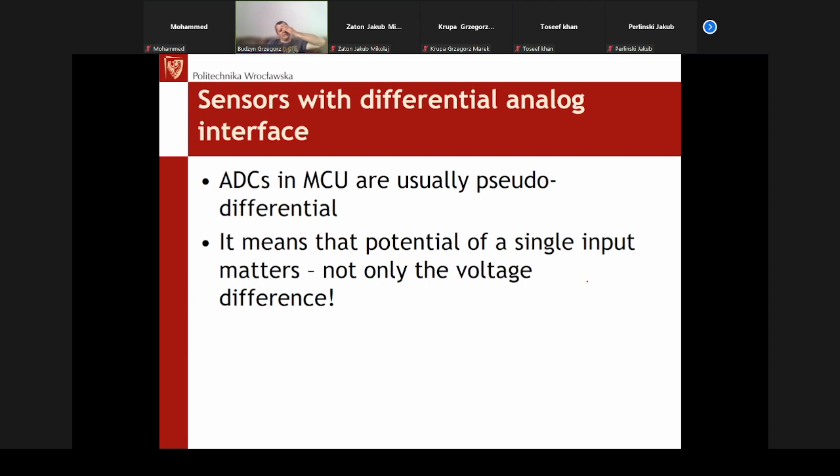Important elements, maybe not very important, but the important thing is that usually in case of ADCs, we've got pseudo-differential inputs. Pseudo-differential means that they are not fully differential, which means that the potential of a single pin against ground has to stay within the limits for the whole microcontroller. So it means that we are not able to connect a differential signal of 0.1 volt with a potential of 40 volts, because we will damage the microcontroller.